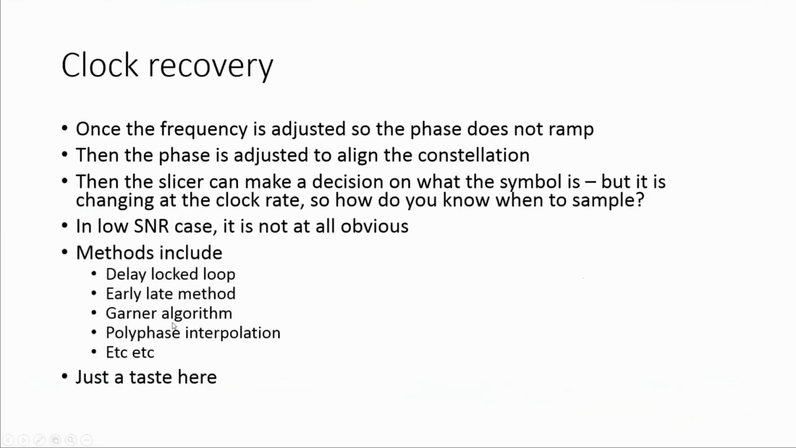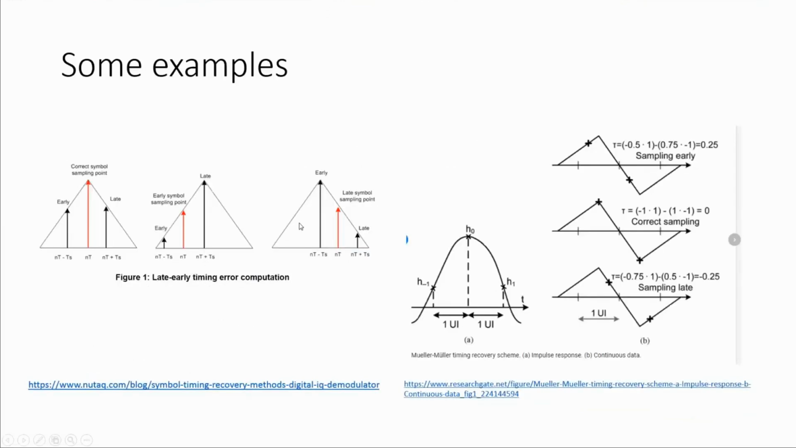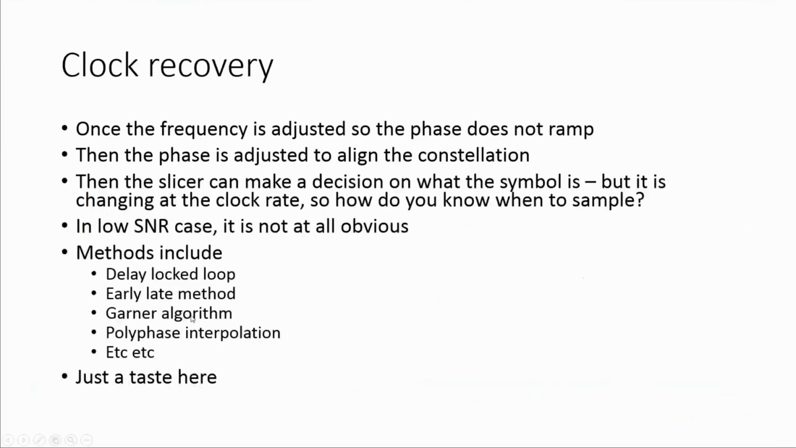The Gardner algorithm does exactly what these do, but it only needs 2 samples. So this is very popular in lean implementations because it's computationally efficient. And then polyphase interpolation is used in a lot of things where Doppler is a problem, like satellite modems and mobile communication schemes where the clock rate has Doppler.